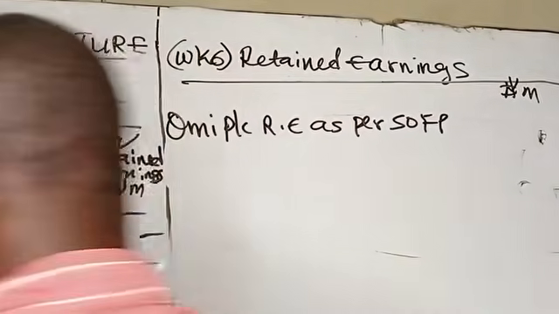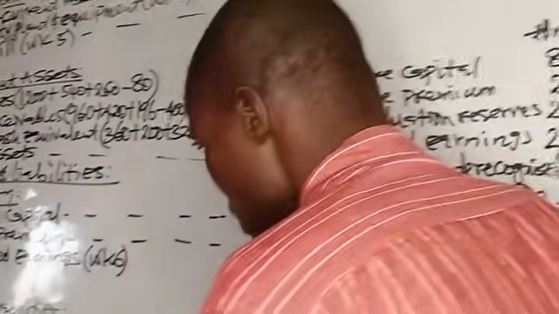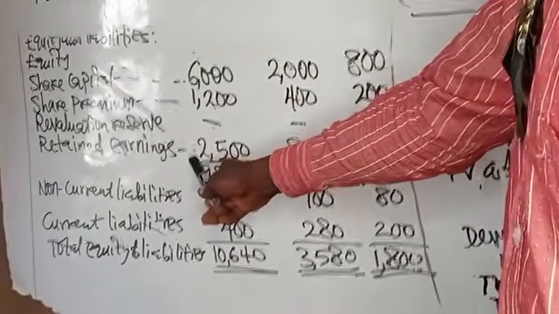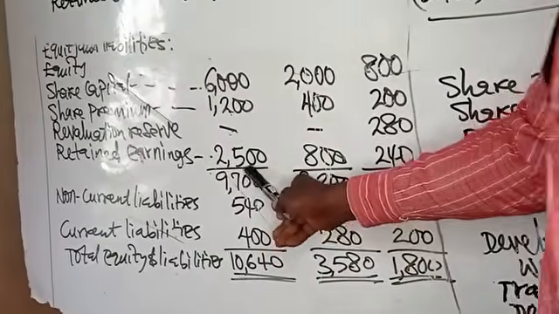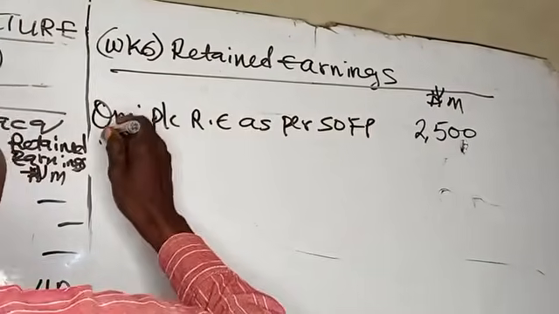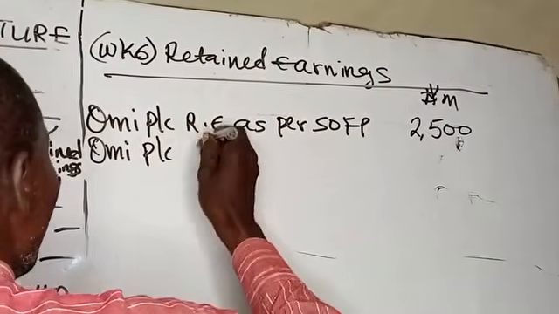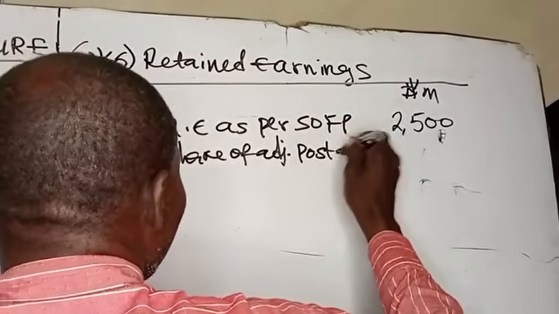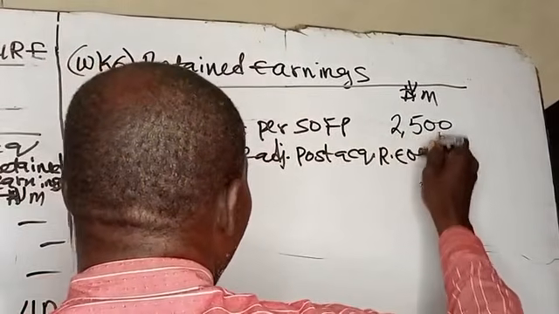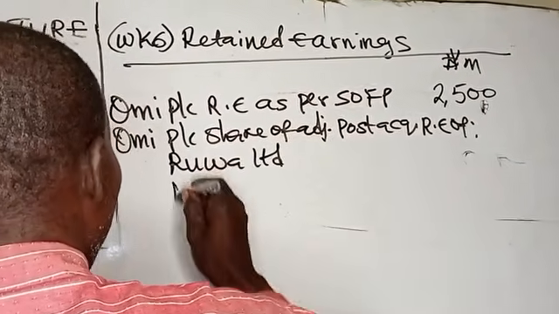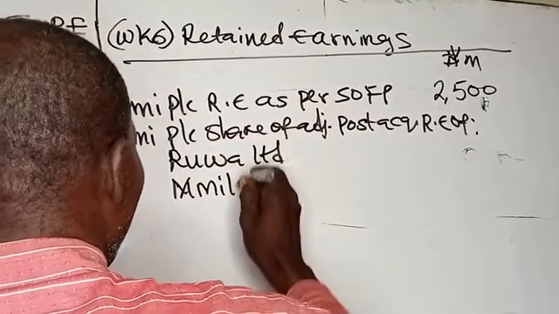Now let's go to the statement of financial position. In OMI PLC statement of financial position, we have retained earnings of 2,500. We now have OMI PLC share of adjusted post acquisition retained earnings of RUA Limited and Millie Limited.